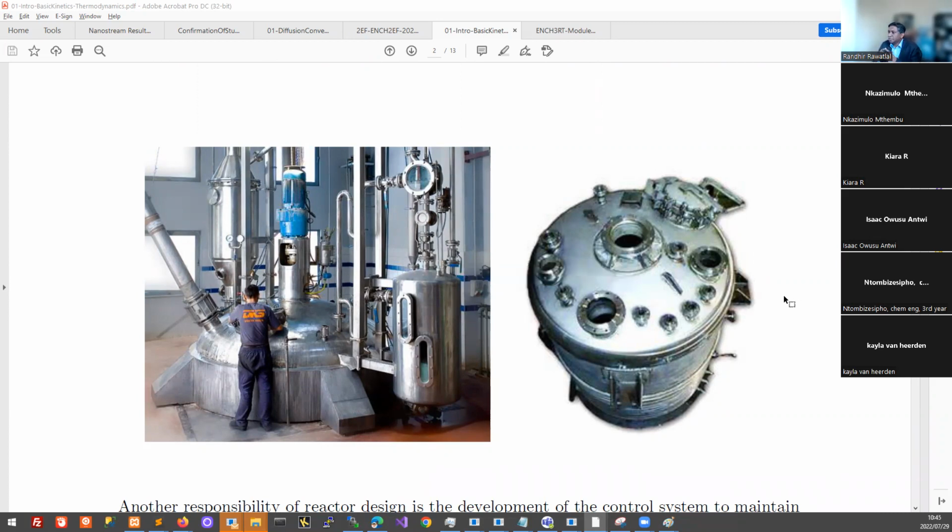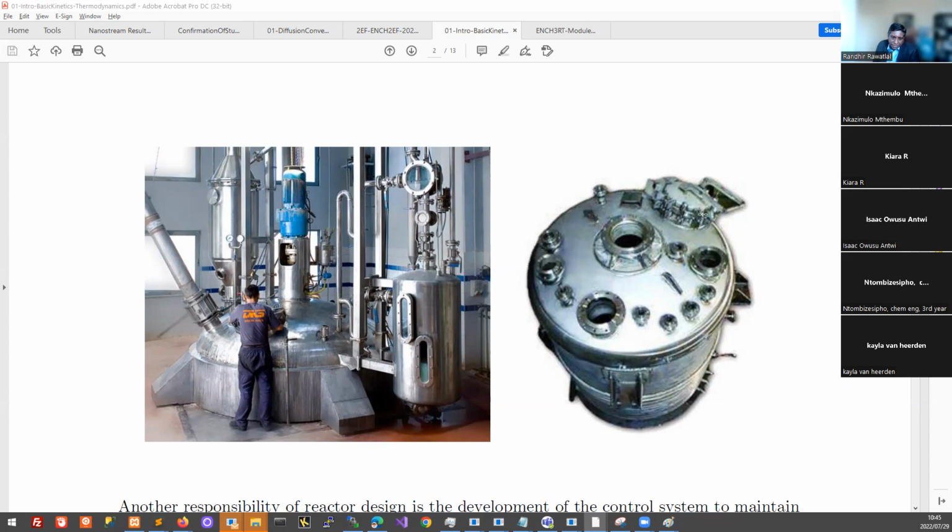So if you're concerned that the pressure rises in the reactor, maybe the number of moles of the product is more than the reactants, so the pressure could rise in that reactor, then you might need venting ports available. You might need ports for metering catalyst into the reactor, various things like that.